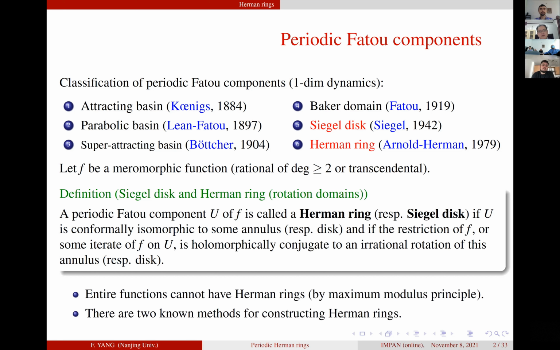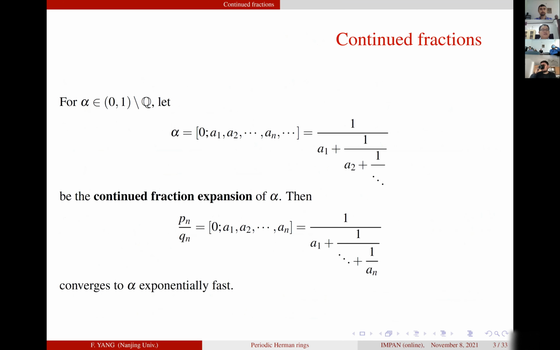For Herman rings, we know that entire functions cannot have them because of the maximum modulus principle. And as far as we know, there are 2 known methods for constructing Herman rings. Let us first record the first method for constructing Herman rings. We first introduce some properties of irrational numbers.